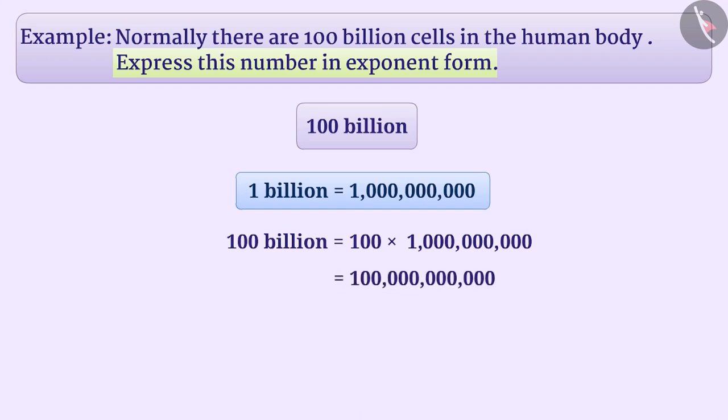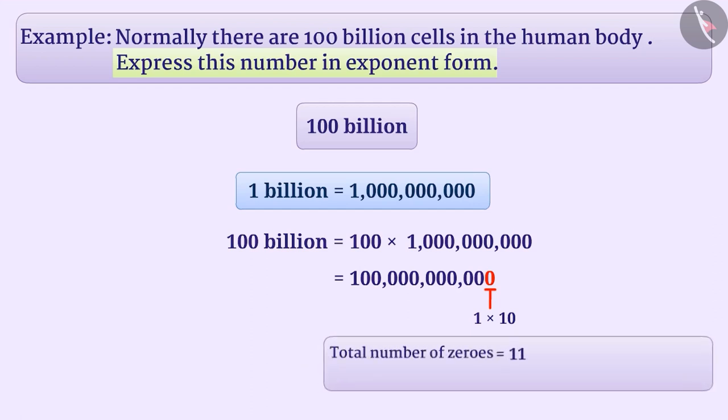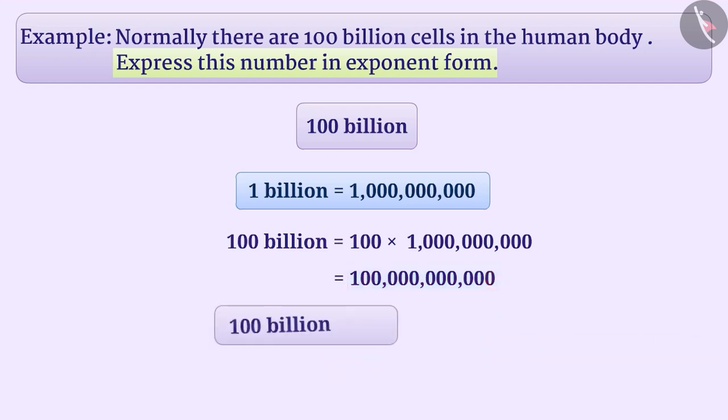Here, every zero represents multiplication by 10. Since the total number of zeros here is 11, we can say that multiplying 10 by itself 11 times, we will get this number. In this way, we can express the given number as 10 raised to the power 11.